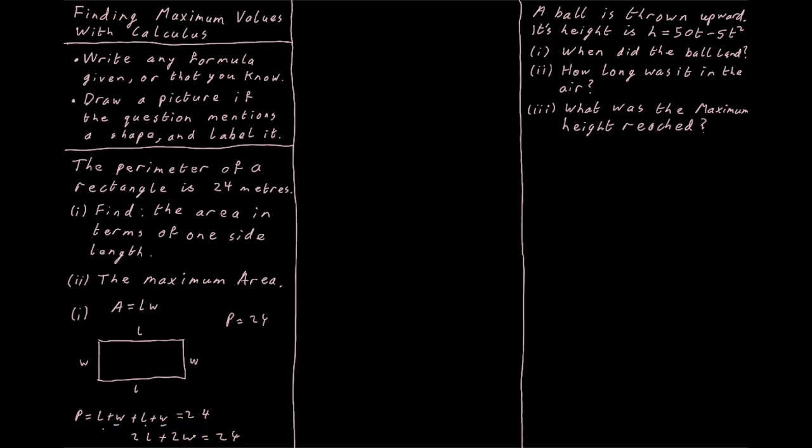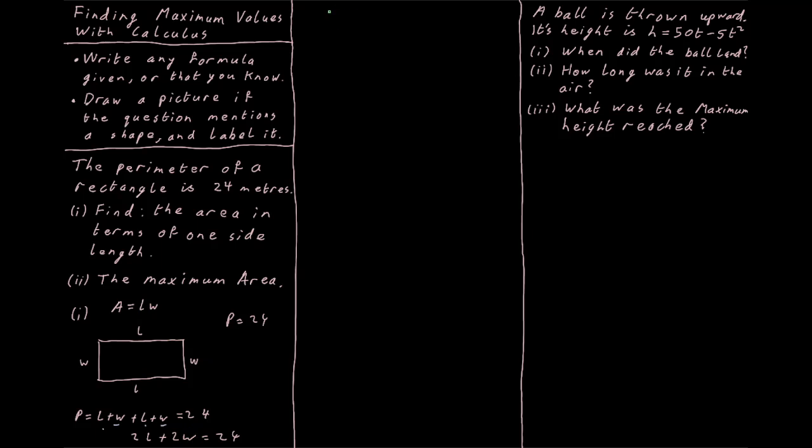If I got the width by itself, I'd be able to sub it into this equation here for the area, and then I'd only have an equation involving L, the length. Well, that would be what I'm looking for, the area in terms of one side length. So I'm going to use this formula to sub into this one to get what I want. So I'm going to get the width by itself.